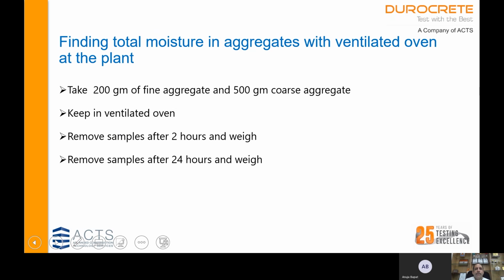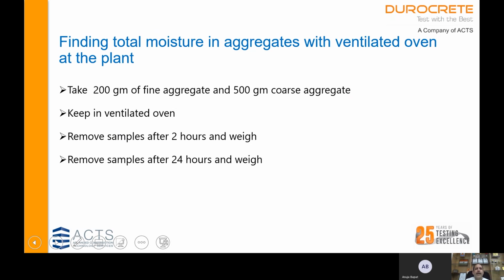But the problem often happens that you cannot wait for 24 hours, as moisture correction is to be done daily, and overnight, within 24 hours, the moisture percentage in aggregates can change. So you need a quicker method of finding the total moisture. So the method can be as follows.